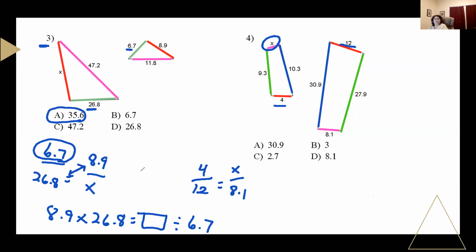Yes. That's all you're doing. You're matching up your side lengths and you're making fractions, and then you multiply the numbers on the diagonal and you divide by the leftover number.